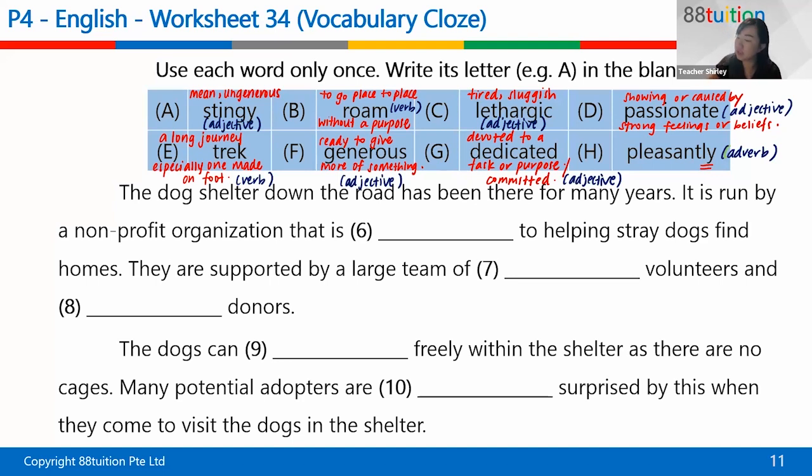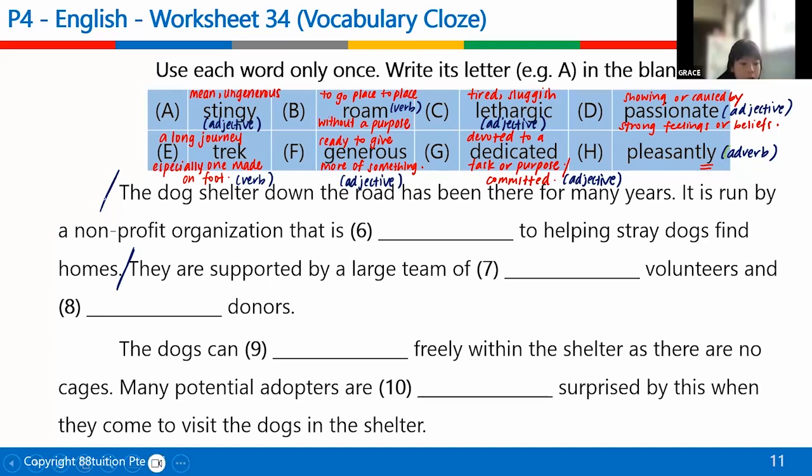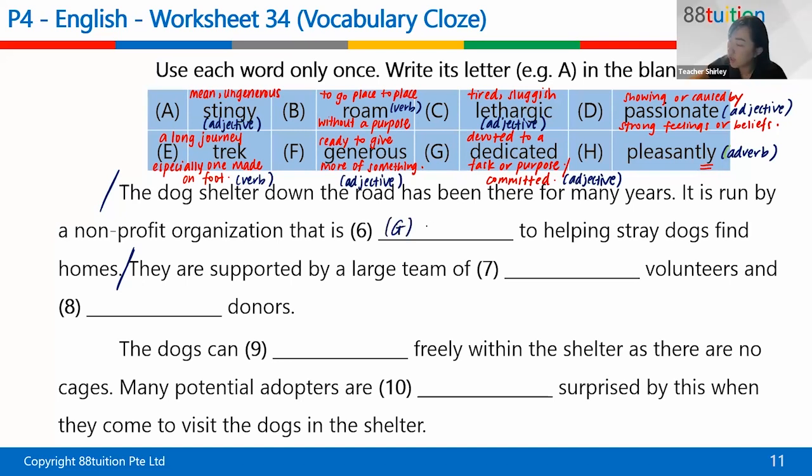Grace, can you please read this part here? The dog shelter down the road has been there for many years. It is run by a non-profit organization that is dedicated to helping stray dogs find homes. Very good. Thank you so much, Grace.